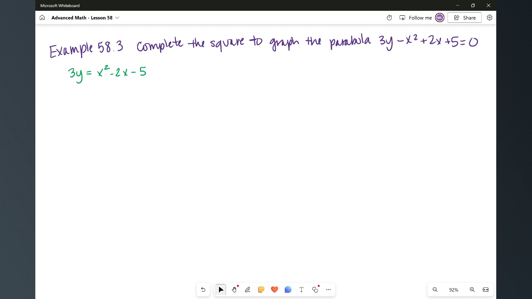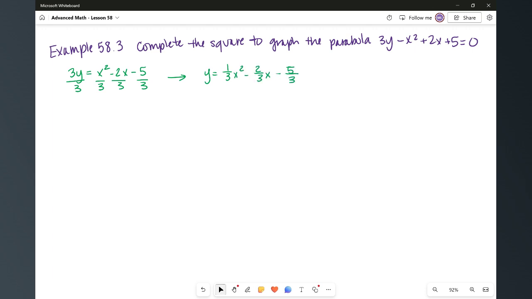Notice I moved the 3y, I kept it on the left, I moved everything else over to the right side, which changed the signs for all of those. You cannot graph a parabola with a coefficient on the y, so I'm going to have to divide everything by 3 to eliminate that. I will end up with y equals 1/3 x squared minus 2/3 x minus 5/3.